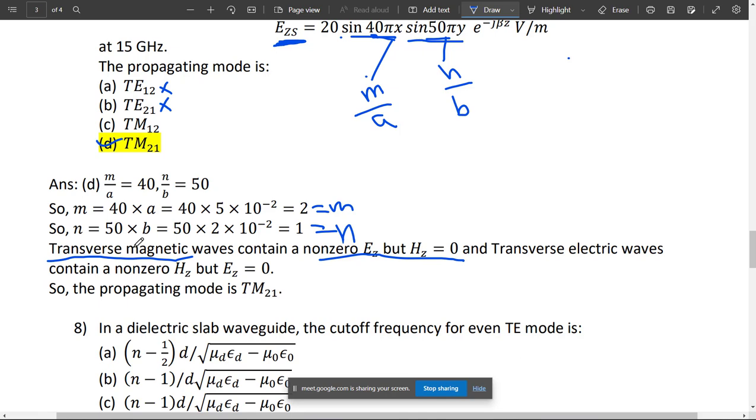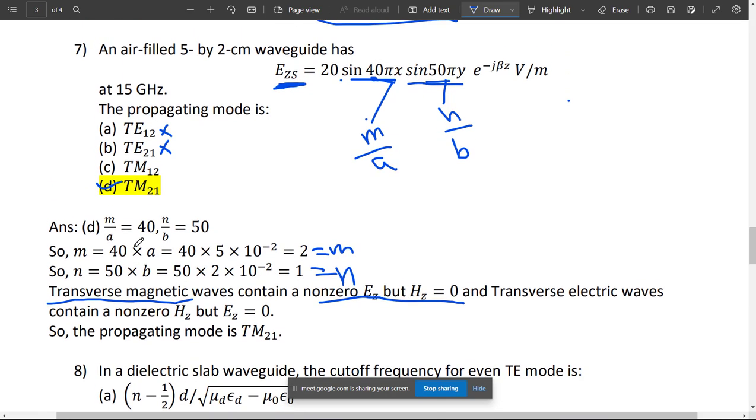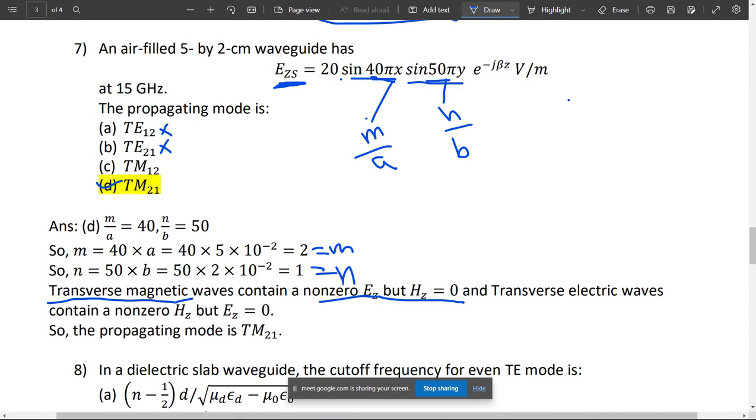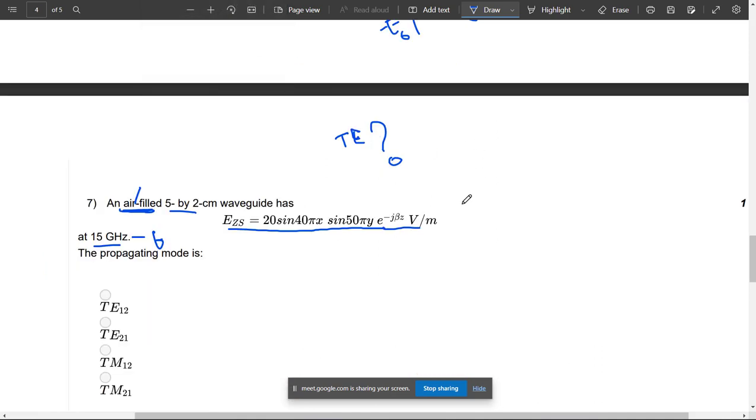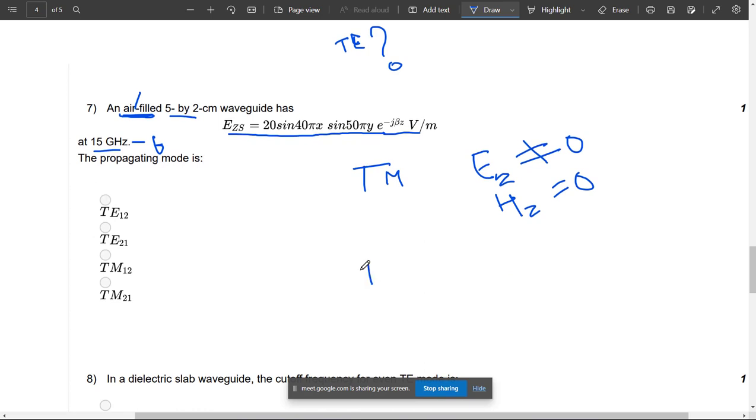Madam, how do we find out TE or TM? Once again, repeat, madam. Okay, you asked how to find out TE or TM mode. See, for TM mode, Ez will be not equal to 0 and Hz will be equal to 0. For TE mode, Ez is 0 and Hz is not equal to 0.